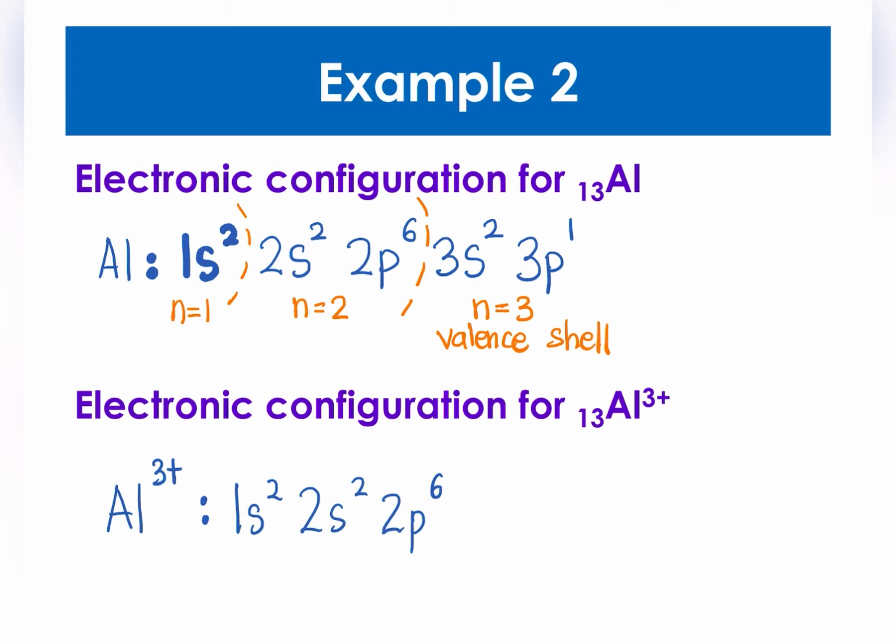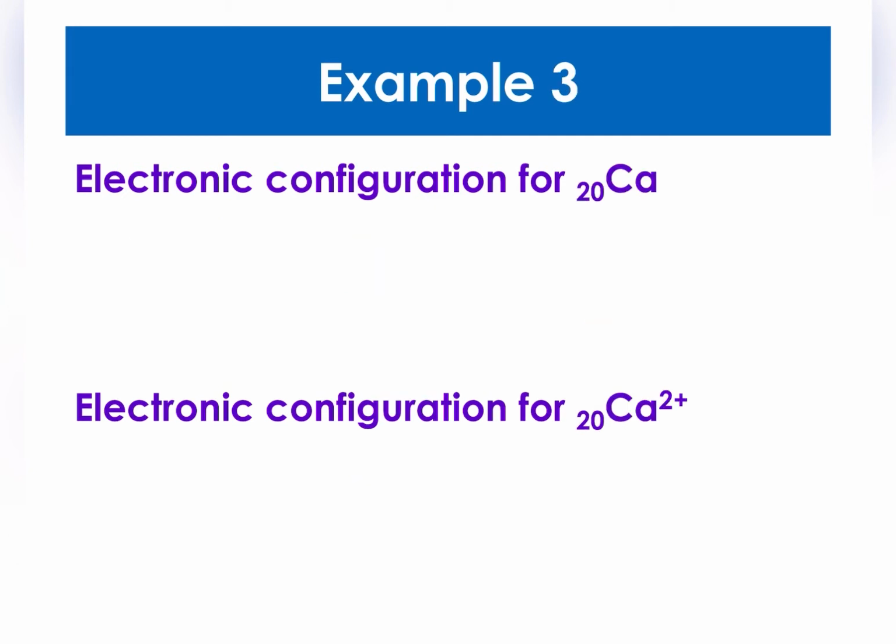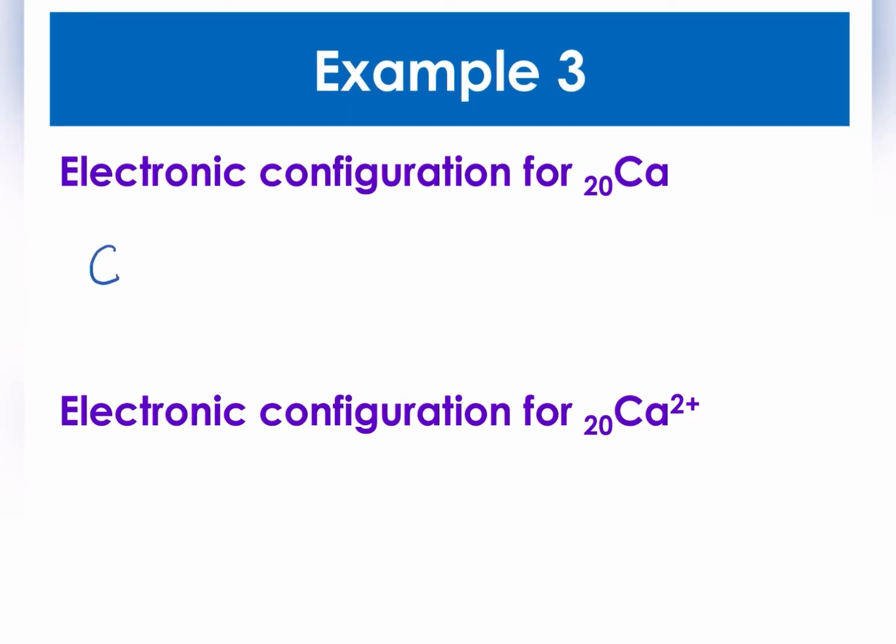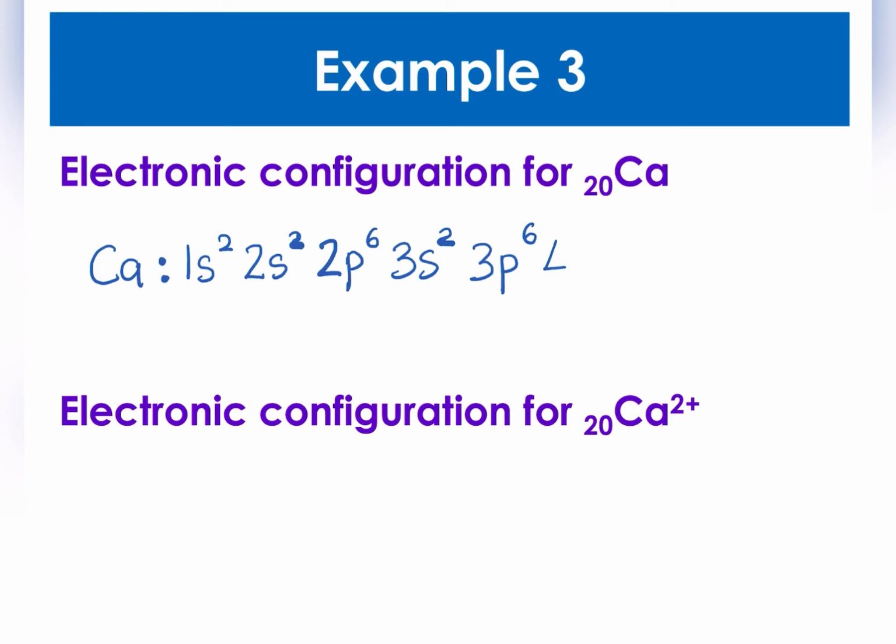Very easy. Next one, we go to example 3. I want you to write the electronic configuration for calcium where the proton number is 20. So I'm going to put the symbol for calcium, Ca. And we are going to start with orbital 1s2, 2s2, 2p6, 3s2, 3p6, and then, as you can see here, the total is 18 electrons. So we got 2 more left. It's going to be in the subshell 4s2. So the total is 20.